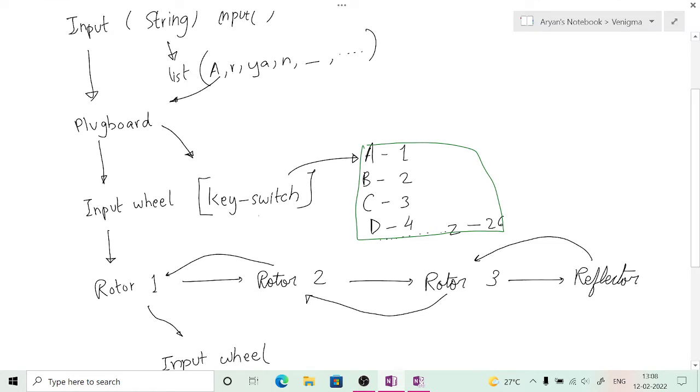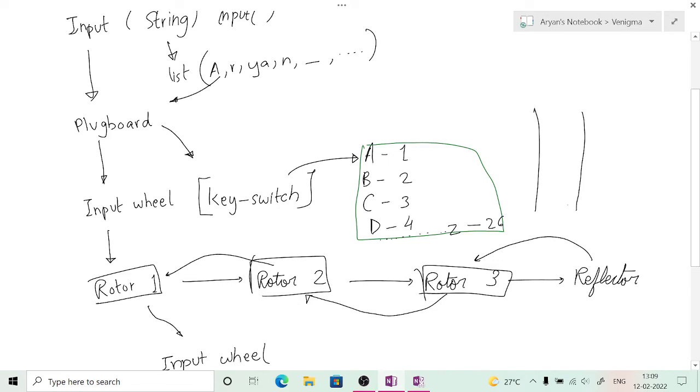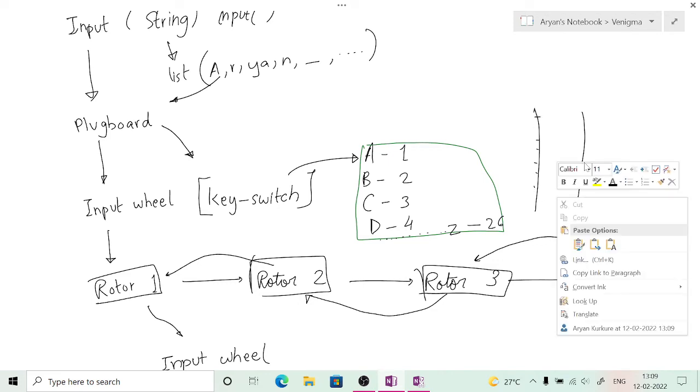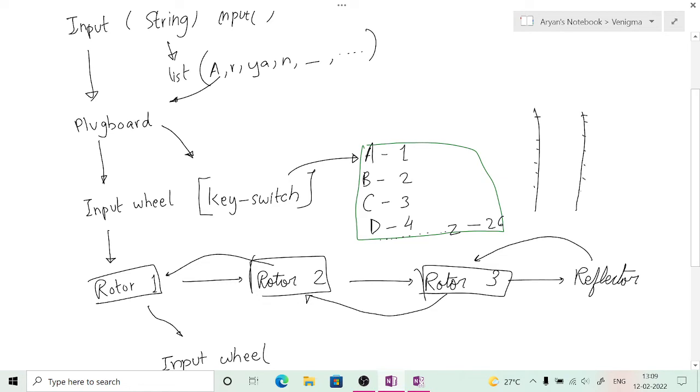Once these changes are made and these are converted to numbers, in rotor 1, rotor 2 and rotor 3, to make it even more complex than Enigma, all those things such as 1, 2, 3, 4 and so on would be changed to something else. As we saw, the rotor was basically two sides with metal contact pins on this side, and a lot of metal contact pins on this side as well.